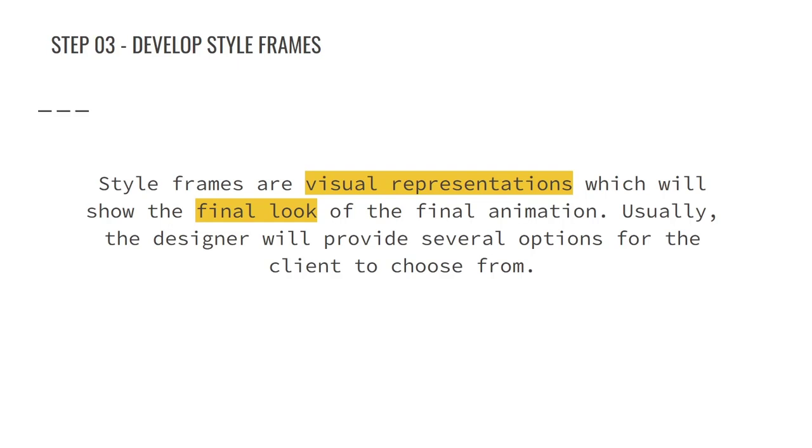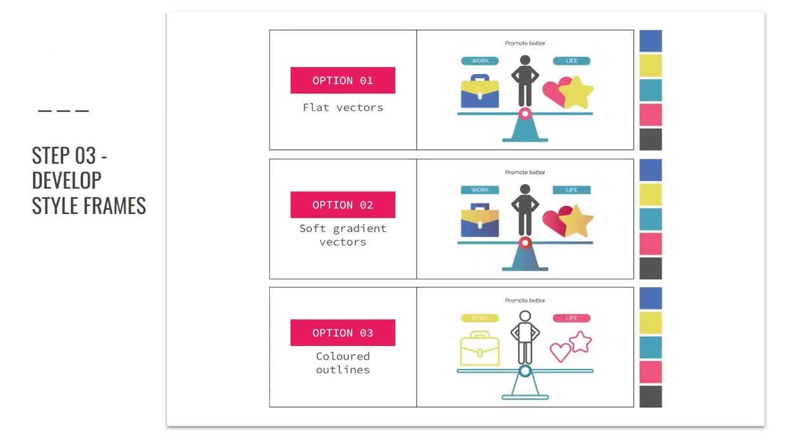So style frames are visual representations which show the final look of the final animation. Usually the designer will provide several options for the client to choose from. Okay, so in this example we have 3 options. So let's say we choose this icon for the work balance, or maybe the client chooses it for you as a designer, and then you have to create 3 types.